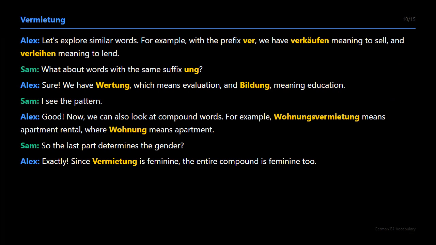Good. Now, we can also look at compound words. For example, Wohnungsvermietung means apartment rental, where Wohnung means apartment. So the last part determines the gender. Exactly. Since Vermietung is feminine, the entire compound is feminine too.